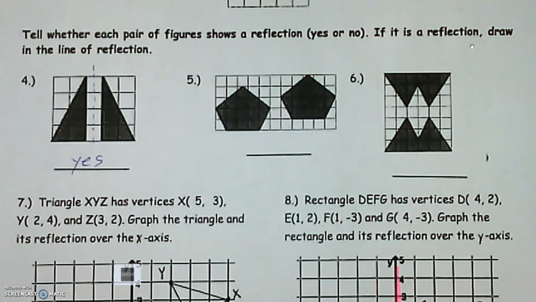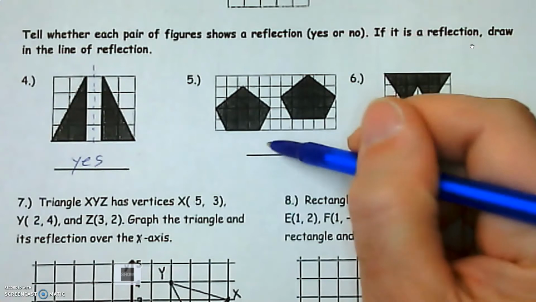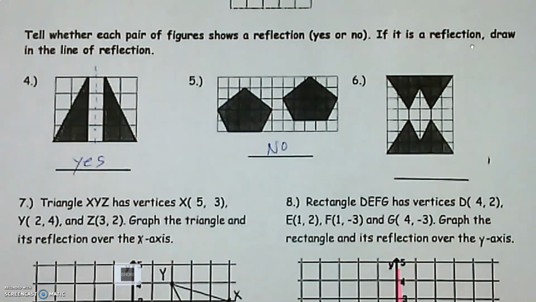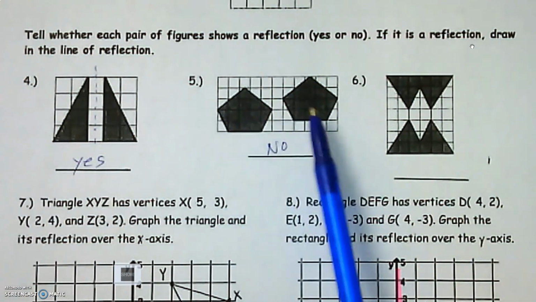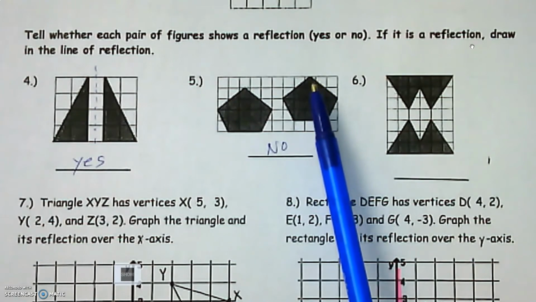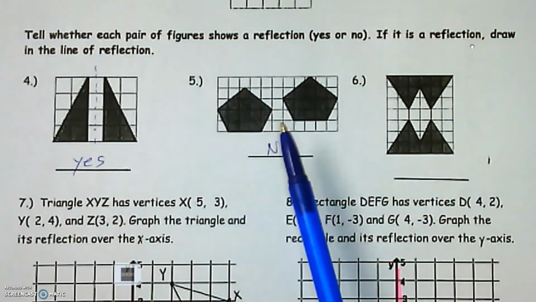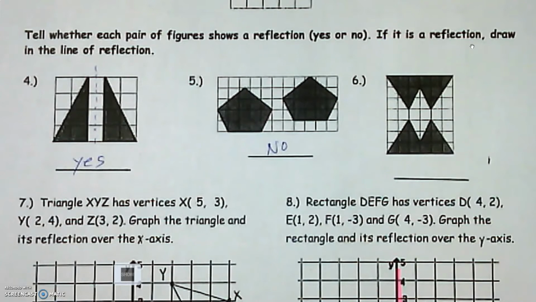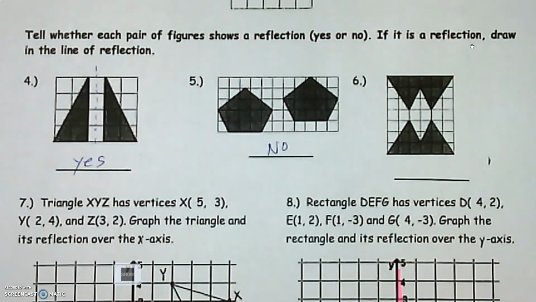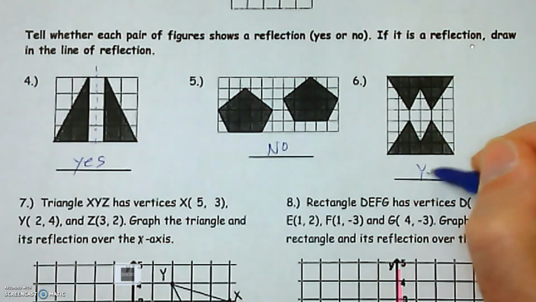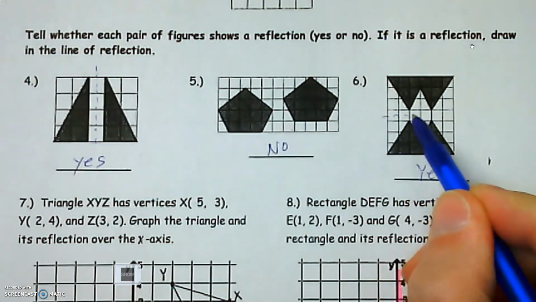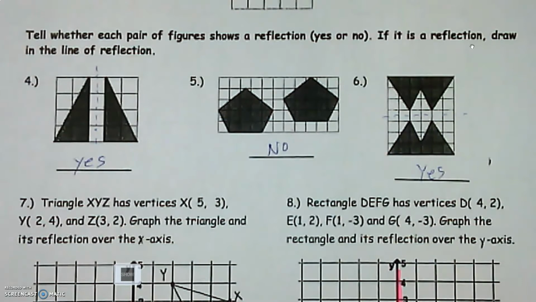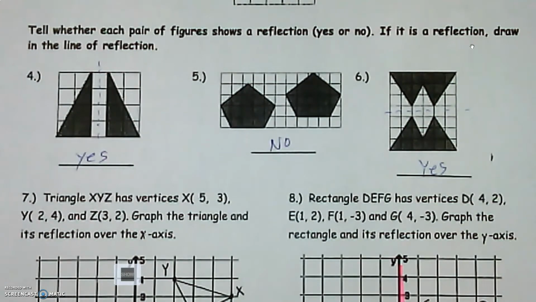Okay, going to 5, does that look like a reflection to you? Okay, I think that is a no. That looks like a translation. Like maybe it slid to the right and up, or going the other way to the left and down. But it's not a reflection because they're at a different height. What about number 6? I think that is also yes. It got reflected up and down, which you're going to see in a minute that we are going to do also.